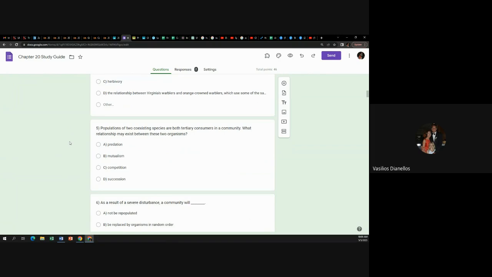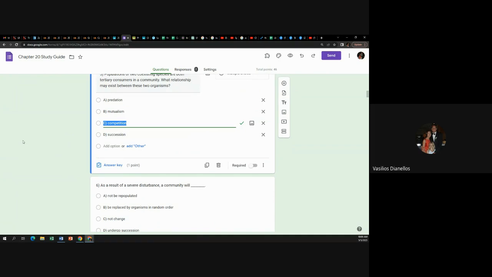Populations of two coexisting species are both tertiary consumers in a community. What relationship may exist between the two organisms? So they're in the same spot, right? They're living in the same area, and they're in the same trophic level. So that means they are competitors. So, I don't know, if you had cheetahs and lions in an African savanna, those would be competitors, right? Because they're both in the same trophic level. They're both trying to eat the gazelles or whatever it may be, right? So they're competing. Any questions about that?